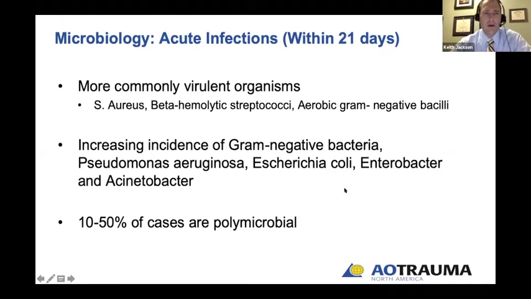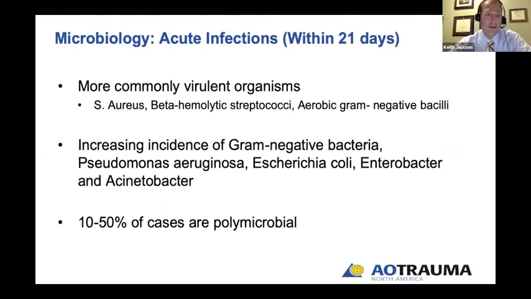When we talk about infections, we typically break them up into 2 categories. That's acute and late. Acute infections occur within 21 days of the index procedure. And they're more commonly due to more virulent organisms such as Staph aureus, beta hemolytic streptococci, or aerobic gram-negatives.